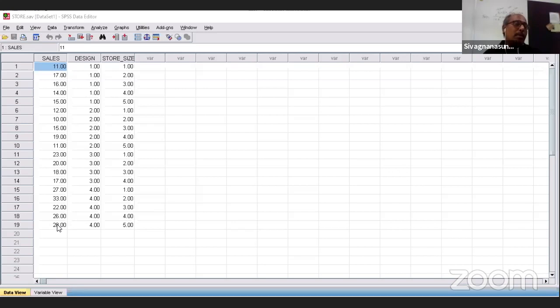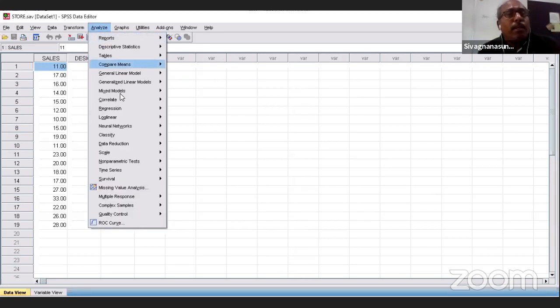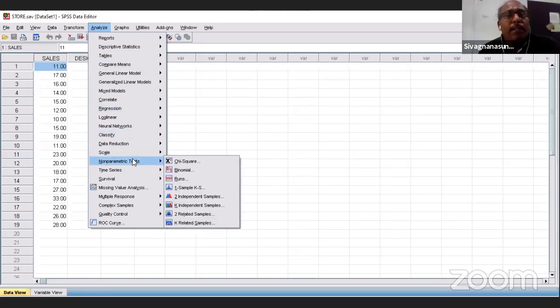But here, the dependent variable is ranking data. This is not the sales volume, that is continuous data. I just want to see whether the design is affecting the ranking. Is there a significant difference in the ranking due to design? So how to do that? Analyze, non-parametric test.